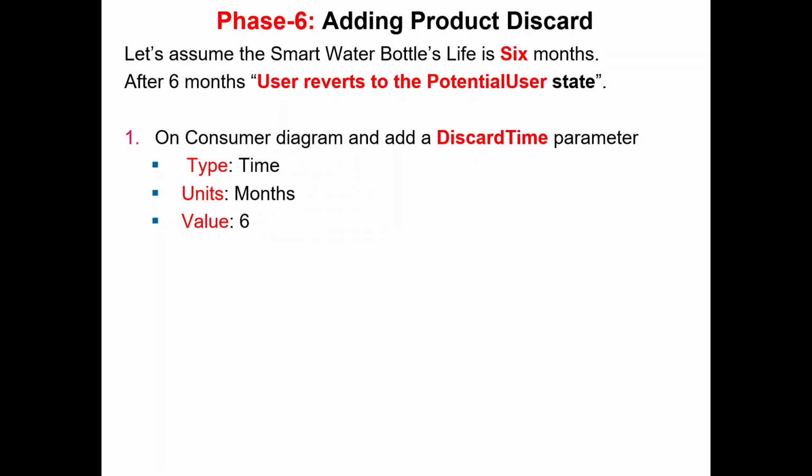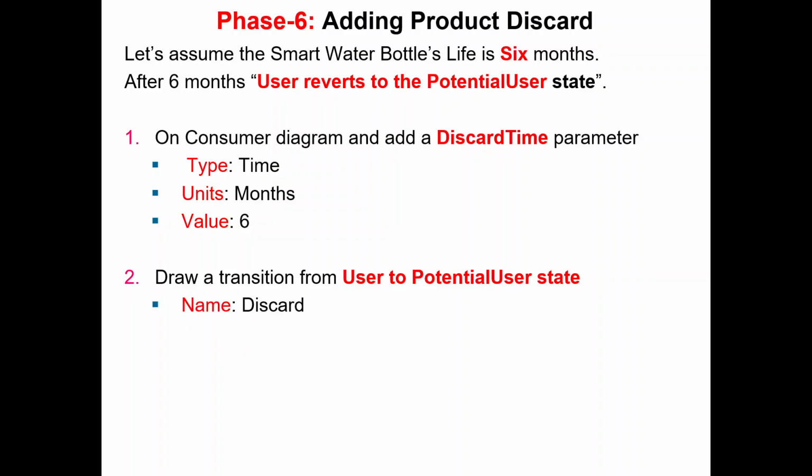So we will add another parameter here. We will call it discard time, and this parameter is of the type time. It has units, months, and it has a fixed value of 6 months. And then we will draw a transition from the user to the potential user, and this transition will be a timeout type of transition. We will call it discard, and the timeout will be the discard time that we have just defined earlier. So this is how we can add the product discard.